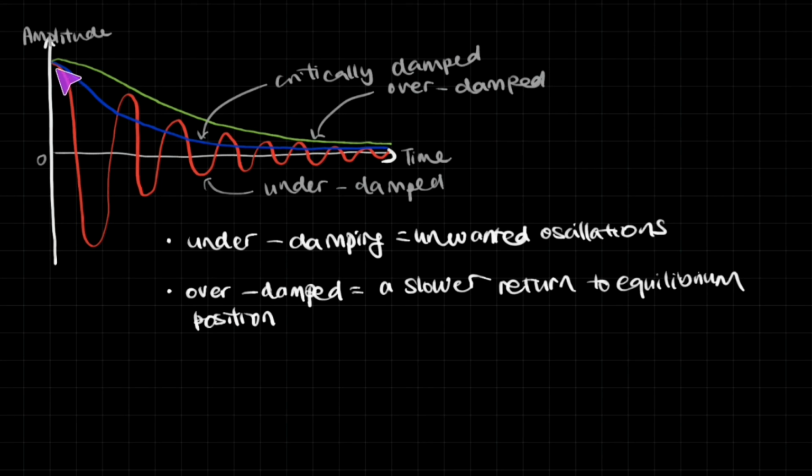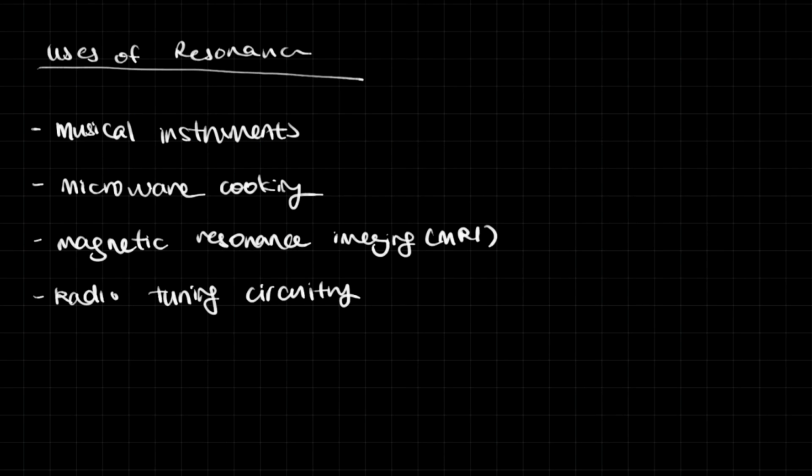There is critically damped, which means it's the lowest amount of damping possible to return it without swinging back and forth, right? And there's overdamped, which is too much damping, and it takes way longer, and it is annoying. So yeah, underdamping results in unwanted oscillations. Overdamping results in a slower return to equilibrium position. And let's round off with uses of resonance.